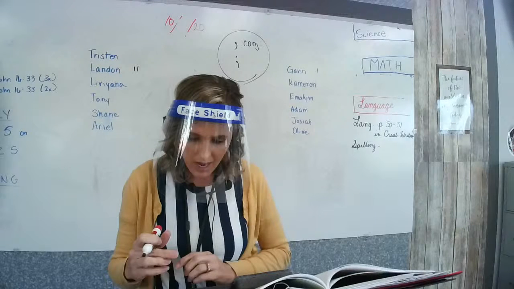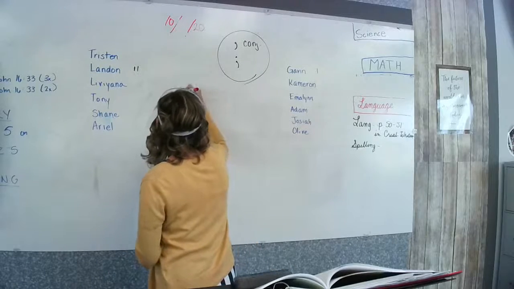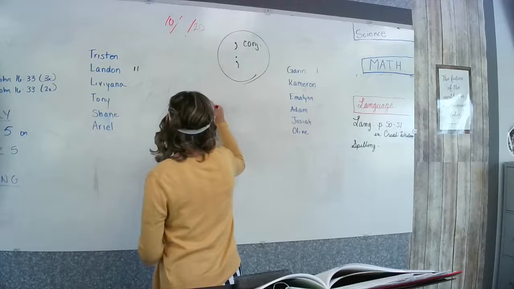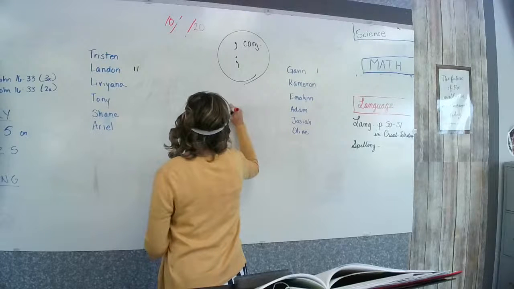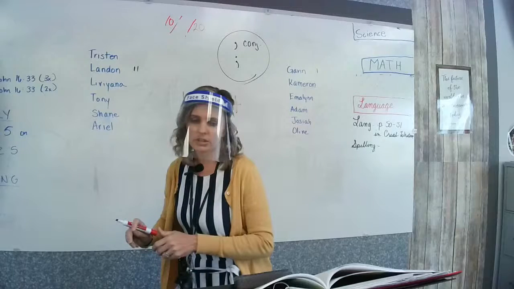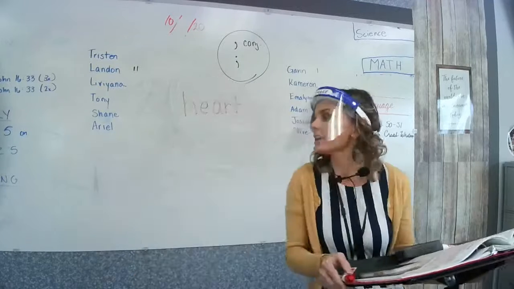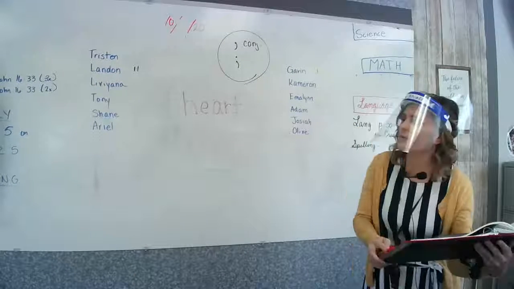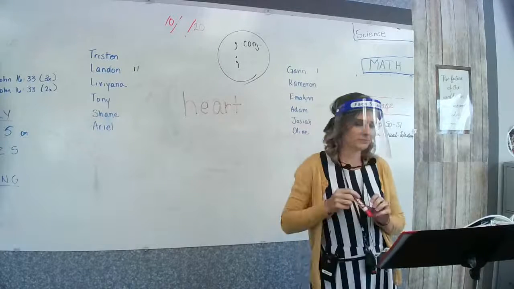I'm going to give you an easier one, but it's the first one who can figure it out. Heart. Go. Heart. There is a word, an anagram. Give me an anagram for heart. I'm not going to tell you. You have to use all the letters. Yes, sir.